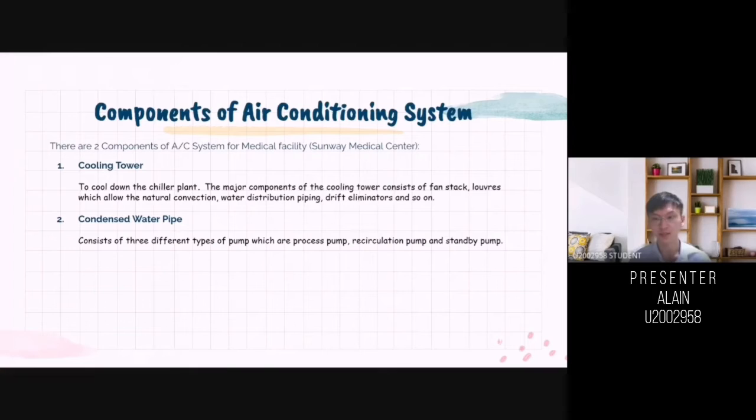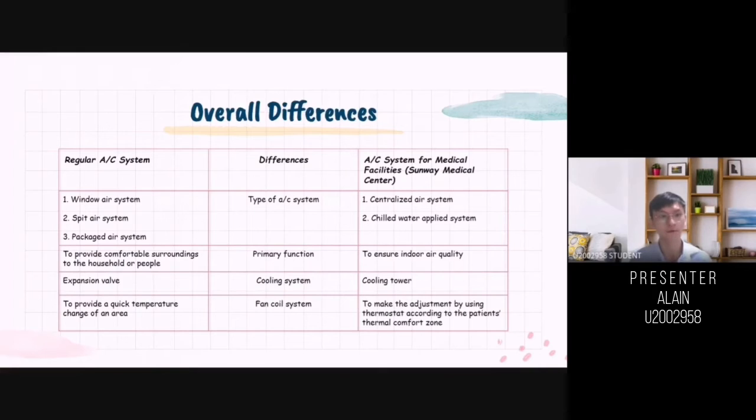The air conditioning system for Siaw Hui Medical Center consists of three types of condensed water pump, which are the process pump, recirculation pump, and standby pump. There are 15 criteria that differentiate a regular AC system and an AC system for medical facilities. In today's presentation, I will briefly go through the 15 criteria that differentiate both of them.